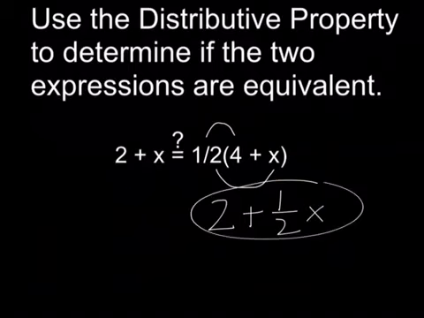So is that the same as that? You should be able to see that no, they're not the same, because this is just 2 plus 1/2 of x, whereas this is 2 plus x, the entire thing x. So those are not equivalent. So they are not equivalent.